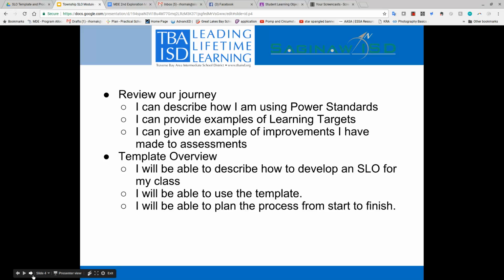Our journey. So like I said, we traveled through power standards and learning targets and assessments. And tonight, you're just going to read a quick article in regards to assessments and how it ties into the student learning objective process. And then when we come back next month, you'll learn how to use the template that I have for you and how to plan the process from start to finish.